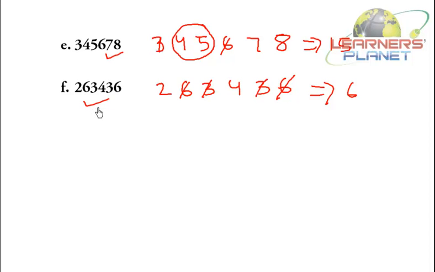So it doesn't matter if the number is very big, you can eliminate the numbers which are already divisible by 3, and you can eliminate even the sums in which we are getting a number divisible by 3.